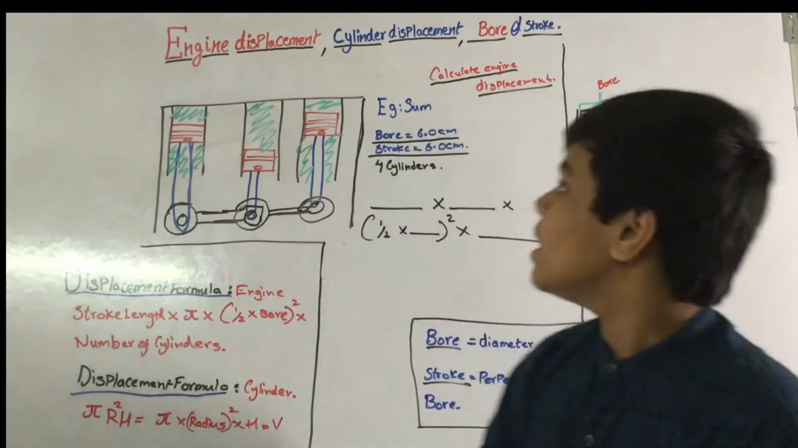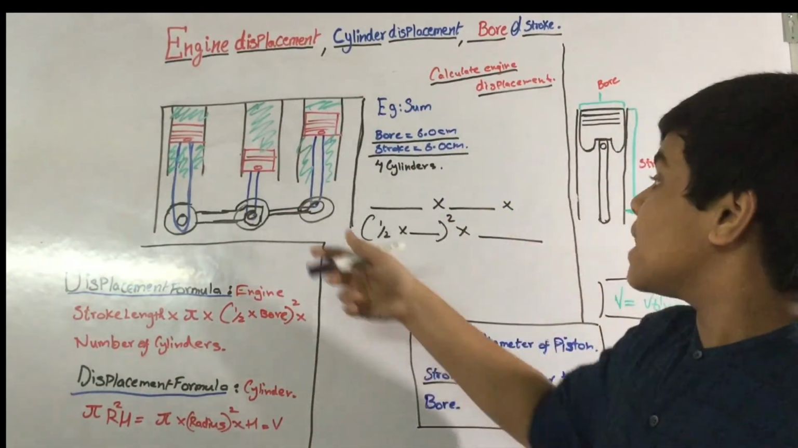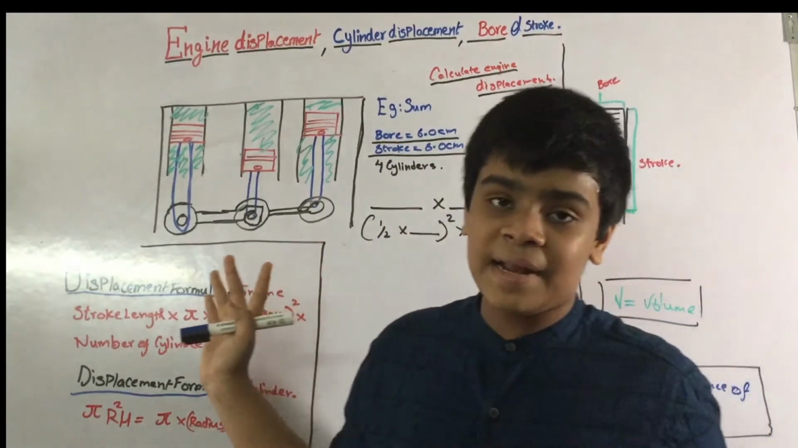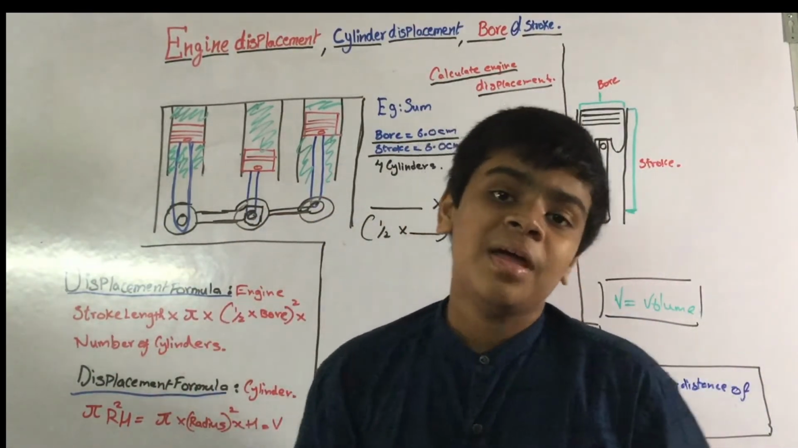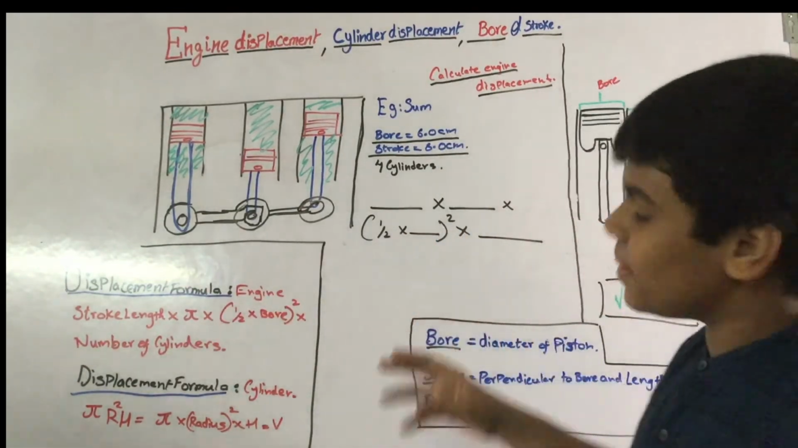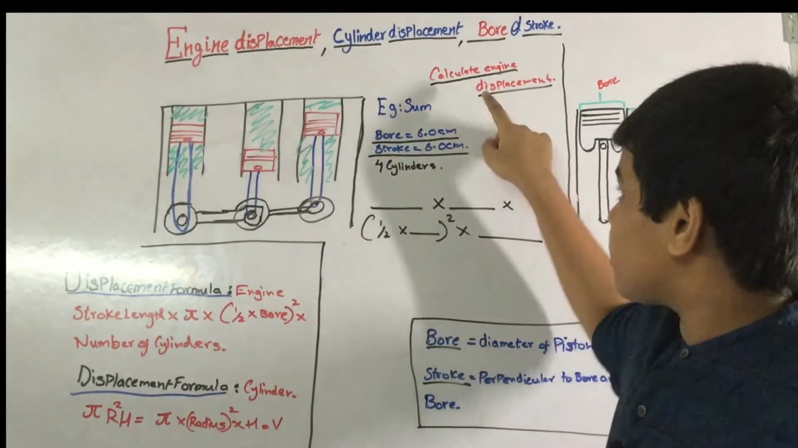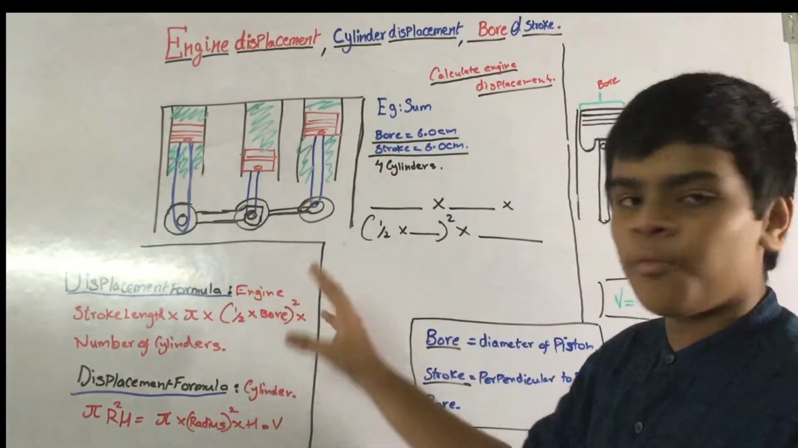Let's move on to cylinder displacement. That's the final thing, that's the cylinder displacement. Then let's go to the sum, as we are in the ending part of the video. I'll explain the sum, and after the sum we will move on to the important thing I want to talk about. I'm calculating only the engine displacement. Cylinder displacement is very easy, I hope you can do that.